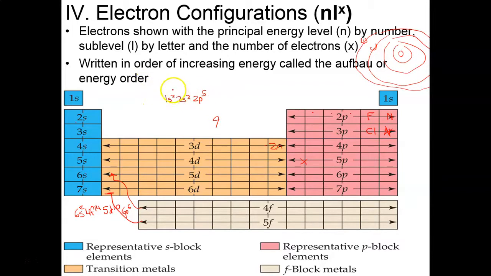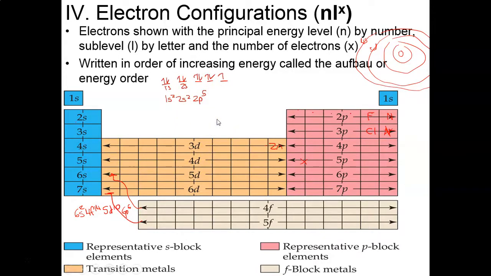Now, if you want to do the orbital diagram, theoretically, it'll be 1s, right? Here's your 2 electrons. Then you have 2s, remember 1 orbital. There's your 2 electrons. And then 2p, remember p has 3 orbitals. So 1, 2, 3, 4, 5. That's the orbital diagram. If you want to do it for fluorine, that's what it'll look like.